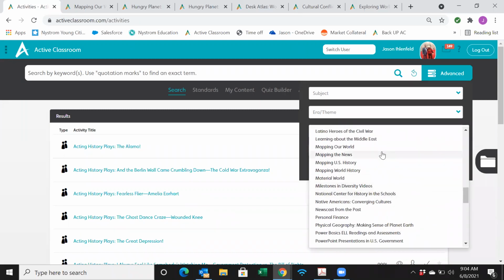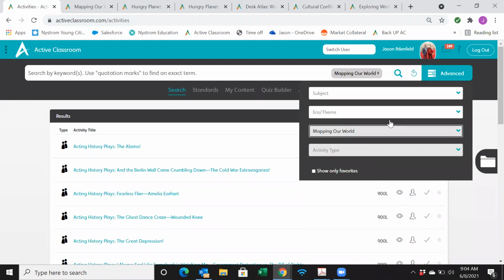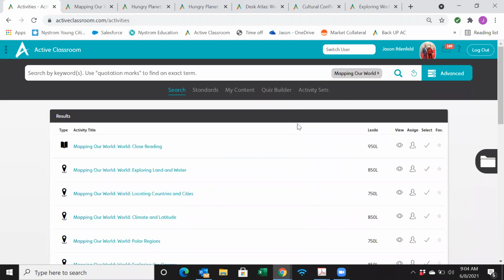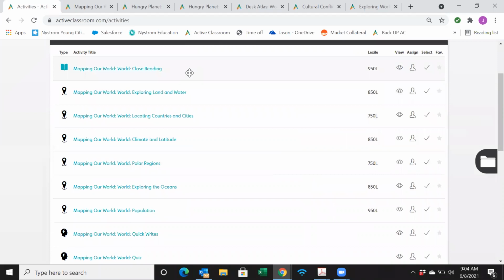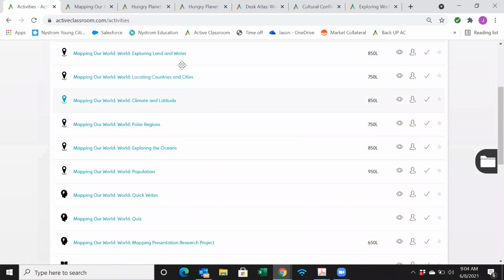And the first one I did was mapping our world. So mapping our world is a much more hands-on approach to getting students to dig into this. You can notice the way that they're arranged. It starts off with a close reading for every unit. Then there are several activities that are all going to be hands-on activities that the kids are going to complete online, but manipulating maps.